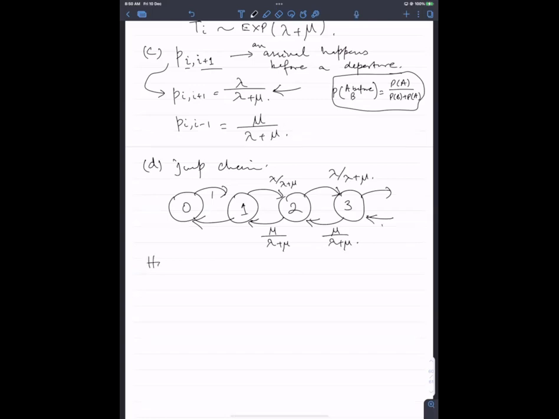So holding times kya hai? What are the holding times? Holding times are going to be lambda naught is equal to lambda and lambda i is equal to lambda plus mu. Ye aapke holding times ke parameters hai.